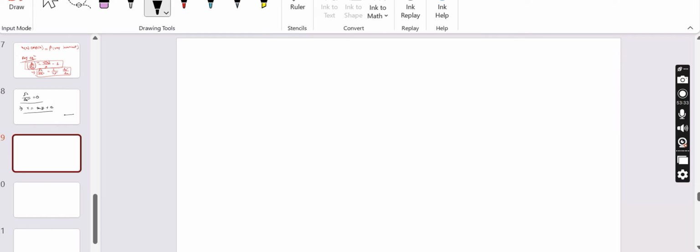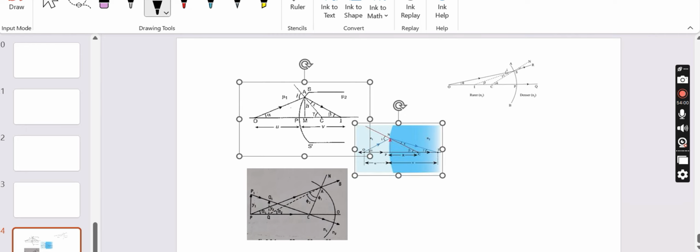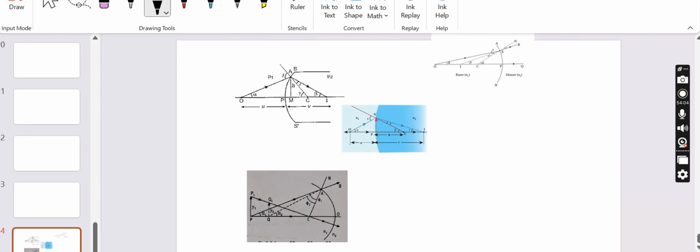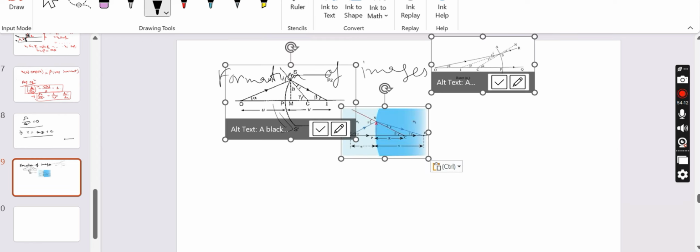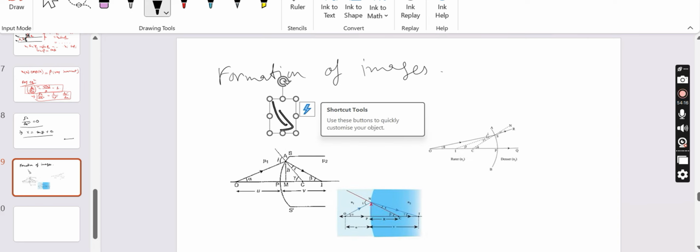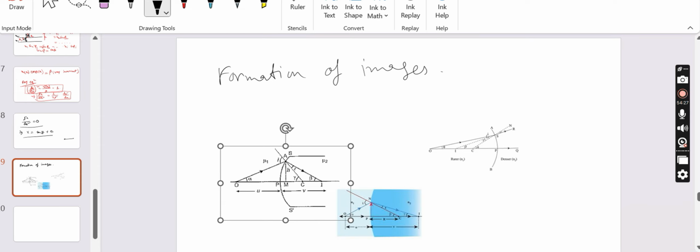Then we have discussed the formation of images, and from that we can say so basically this and this are the same image.